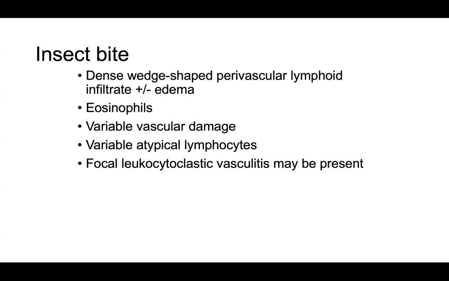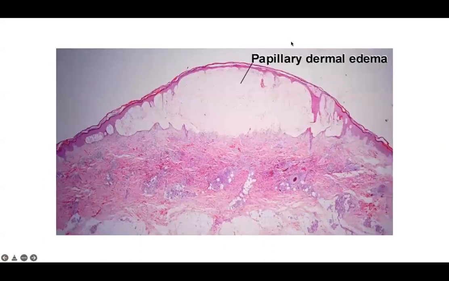Now you can think of other entities such as drug reactions, and you can think of things like evolving bullous pemphigoid with that many eosinophils. There's so many other things you can think about. You can think about granulomatosis with polyangiitis even, but you can't rule out an insect bite unless you have the clinical scenario. Variably, atypical looking lymphocytes, focal leukocytoclastic vasculitis may be present. Here you see some abundant papillary dermal edema and a bullous arthropod assault.